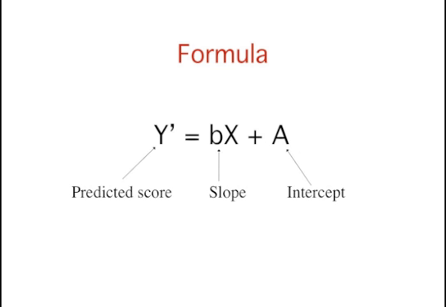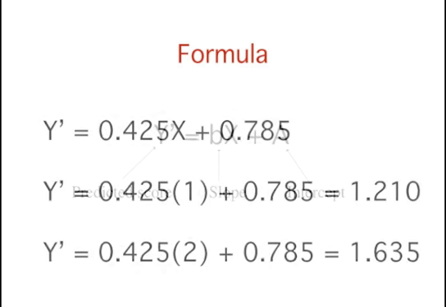The formula for a regression line is y prime equals bx plus a, where y prime is the predicted score, b is the slope of the line, and a is the y-intercept. The equation for the regression line for the data we have been discussing is shown here. The predicted scores for x equals 1 and x equals 2 are shown to be 1.210 and 1.635 respectively.